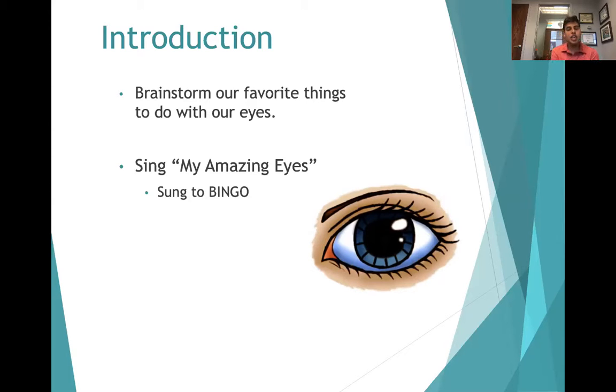So in the introduction, the 2 big things will be brainstorming our favorite things to do with our eyes. This will be just basically asking the children, so what are your favorite things to do with your eyes? What can you do with your eyes? And then having them think about it and answer it. You know, they might say, you know, looking at birds or something like that. And then singing the My Amazing Eyes song, which is sung to Bingo.